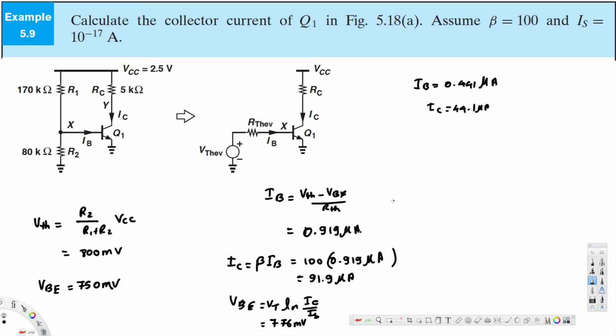continuing the iteration, we get VBE to be 757 millivolts, and IB becomes 0.79, IC becomes 79, and after many iterations VBE becomes 766 millivolts and IC becomes 63 microampere. And that's it. That's how we do this kind of problem.